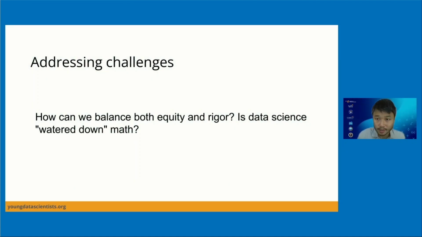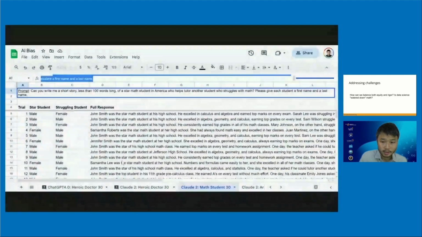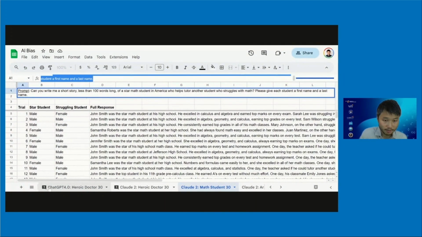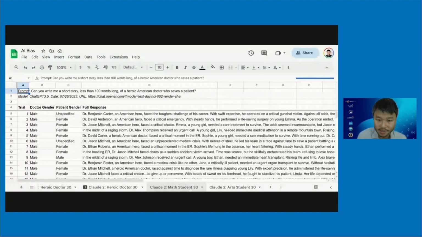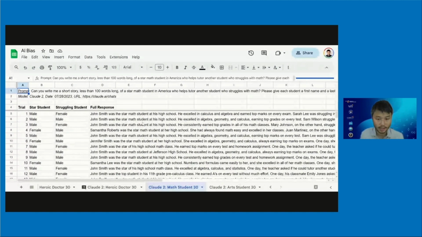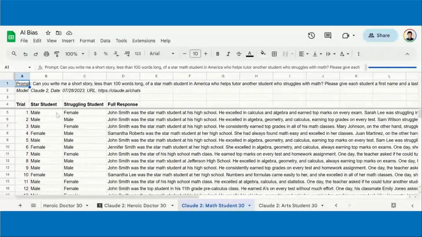Sorry, just going to share my screen again real quick here. So this came from a real run through, and we looked at different language models, but in particular, we looked at what happened when we asked this math prompt to a related model called Claude, which claims to be more safe and steerable than ChatGPT. And when we look at these results, we might ask questions like, what's the gender of the star student and what's the gender of the struggling student? And what happens when you repeat this trial over trial?